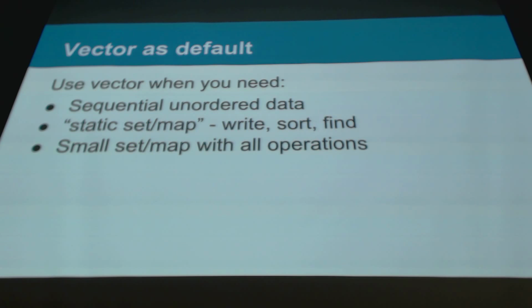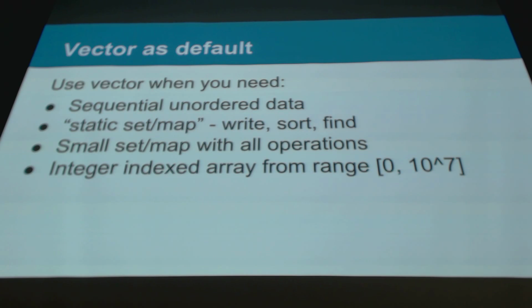Small set or map with all the operations. If we have some small set, like, I don't know, 100 elements, then we should use vector. We can do everything. We can just remove things from the beginning, everything. It will be much faster. Even if we do a linear search inside this vector, it will still be much faster than using set or map.